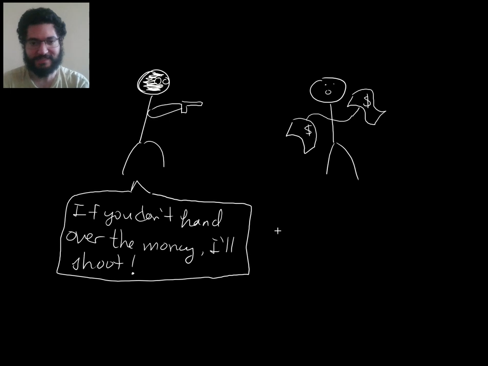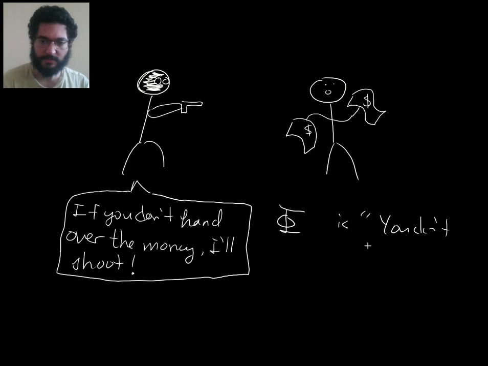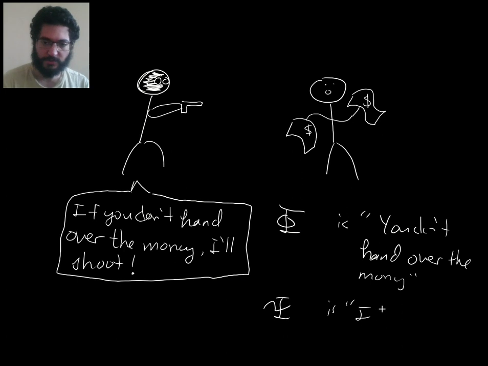I want to highlight another difference between mathematical implication versus conversational implication. So here's a typical conversational situation, hopefully not that typical, of being mugged. This guy says, if you don't hand over the money, I'll shoot. So they are making an implication assertion, right? So let's say phi is, you don't hand over the money, and psi is, I will shoot. And then what the mugger is basically saying is, hey, phi implies psi.